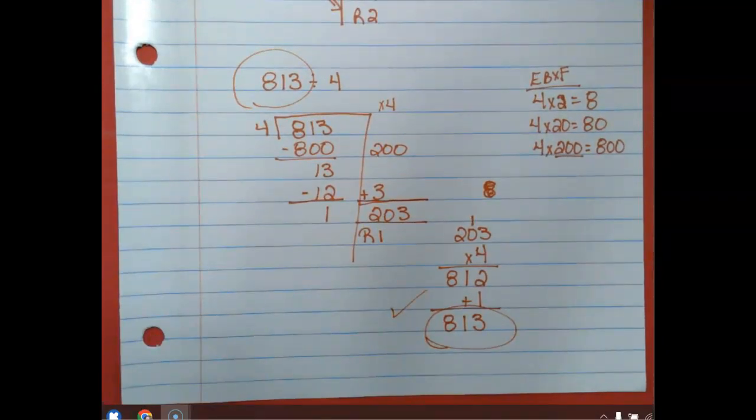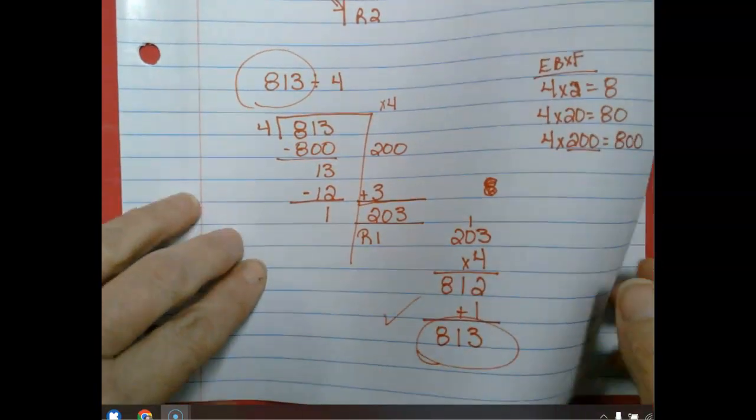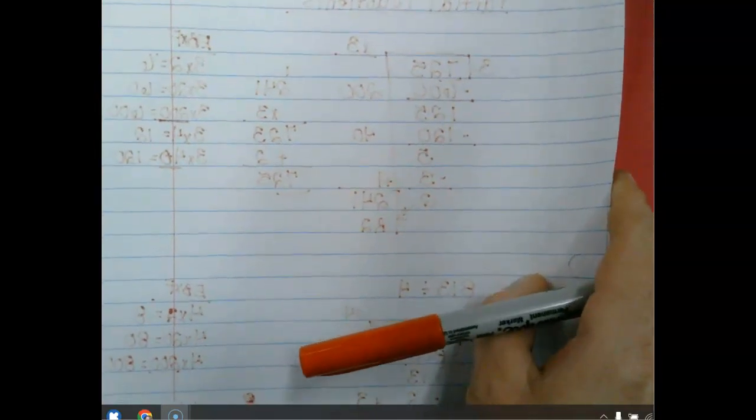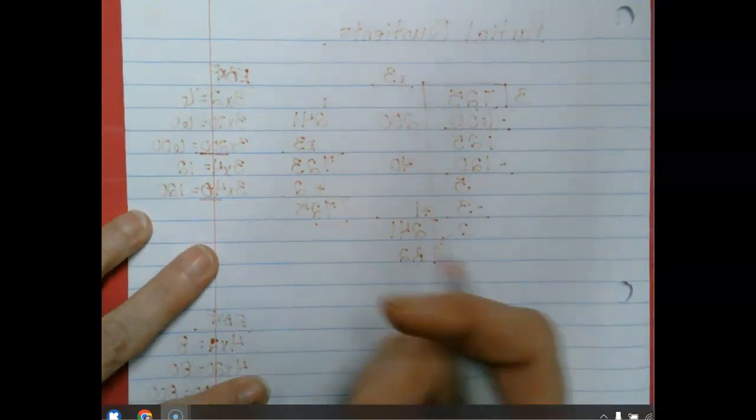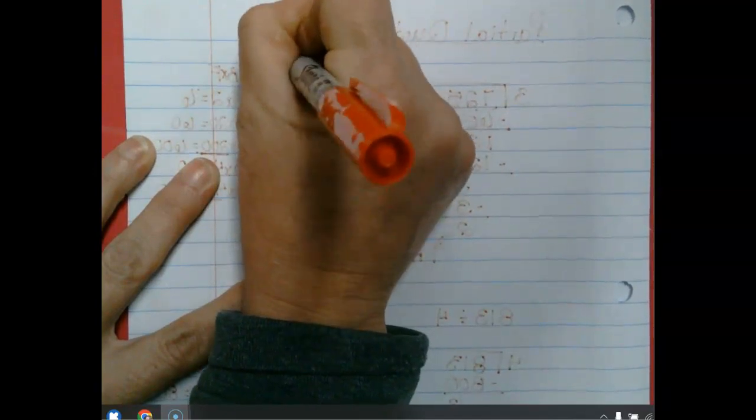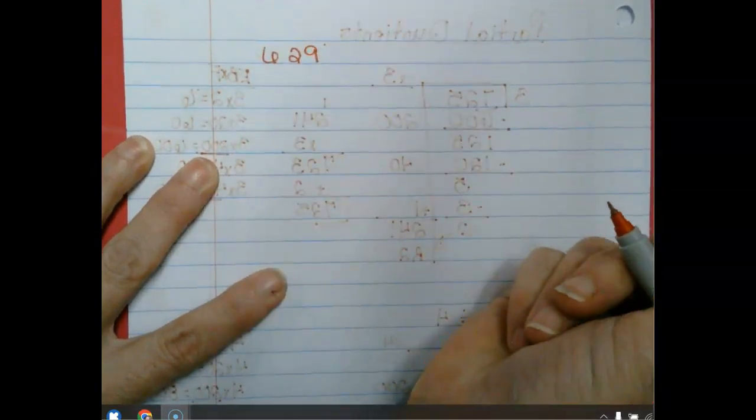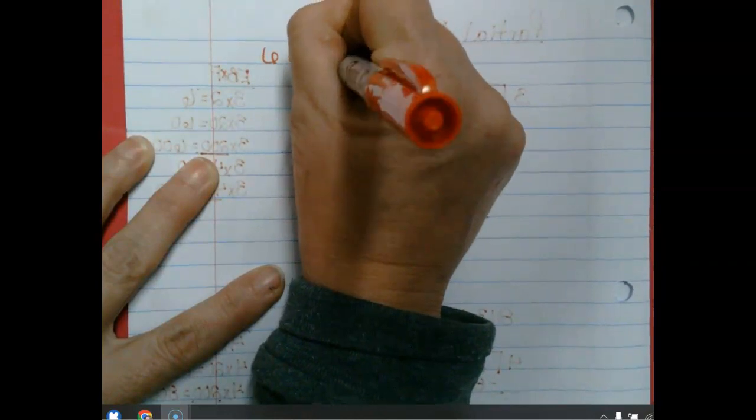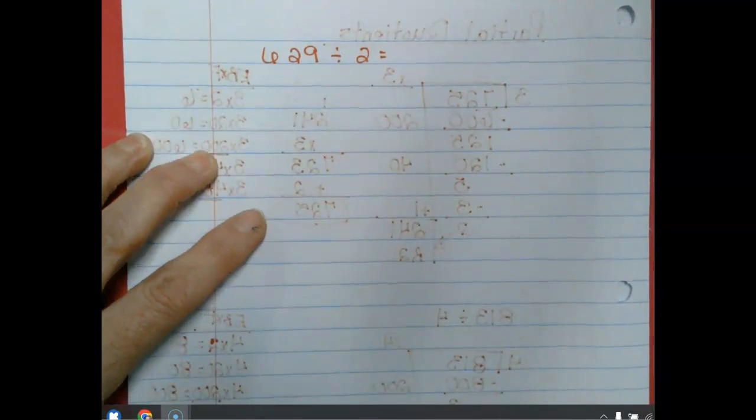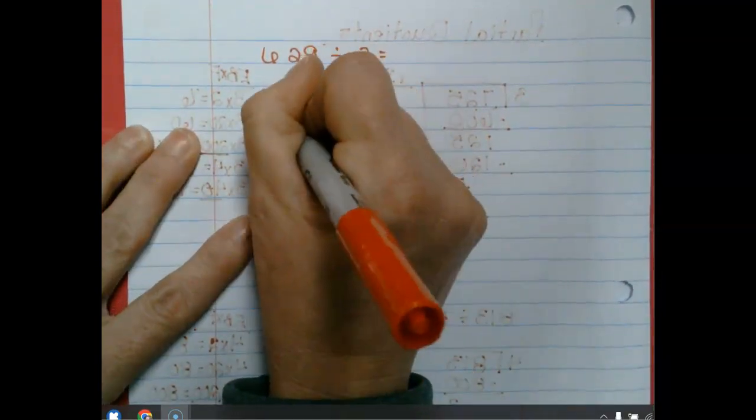All right. So now I want you to take a minute and try to do one independently for me and see how you do with it. Okay. I'll give you one that's not too awfully hard, but certainly not as easy as that last one we just did. So let's try 629, and you want to divide that by 2. Okay, 629 divided by 2. And I'll help you get started.